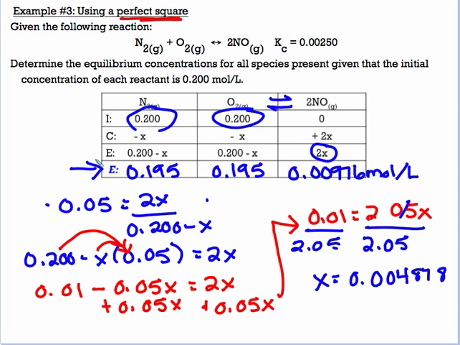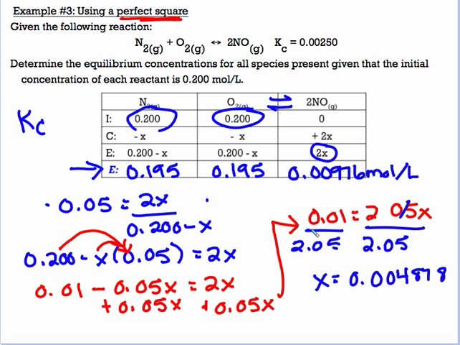Okay? So that was an ICE table question. We set up the ICE table exactly the same. We set up our Kc, our equilibrium law expression, exactly the same. When we subbed things in, we noticed that we ran into a problem. There was no easy out. So we used the perfect square, and we knew that it was the perfect square because we originally had a square on top and on bottom.